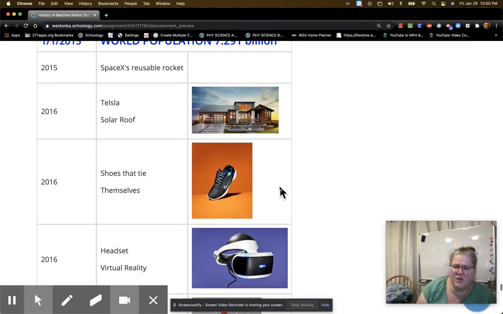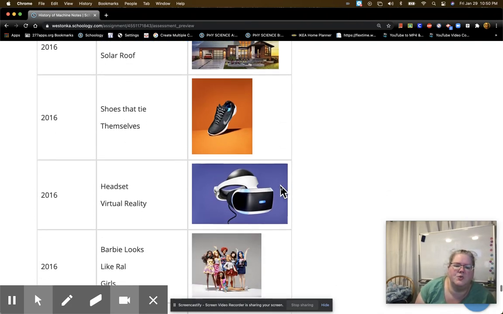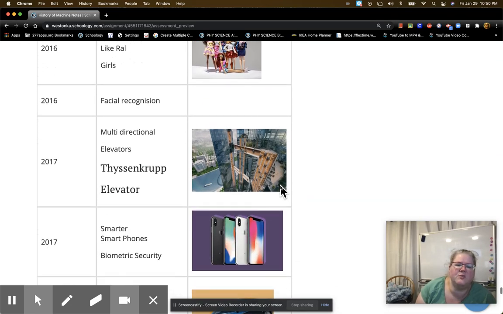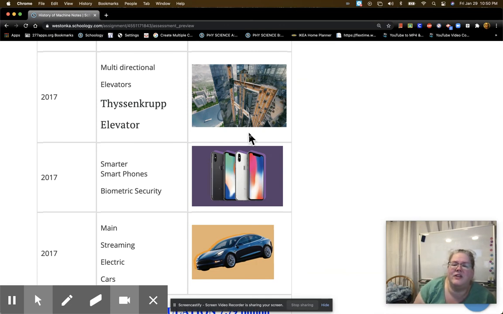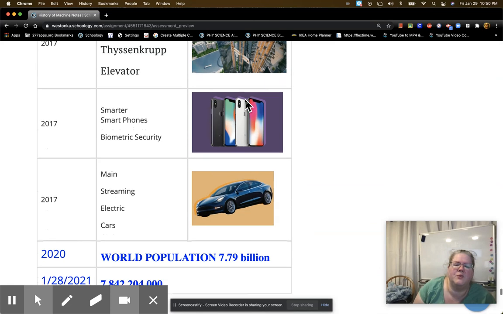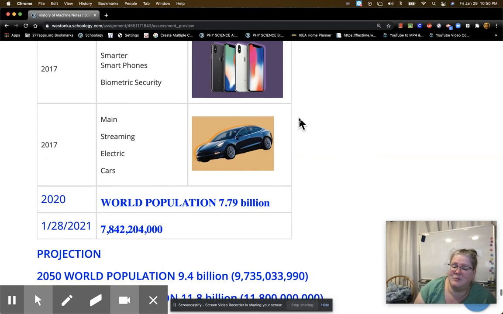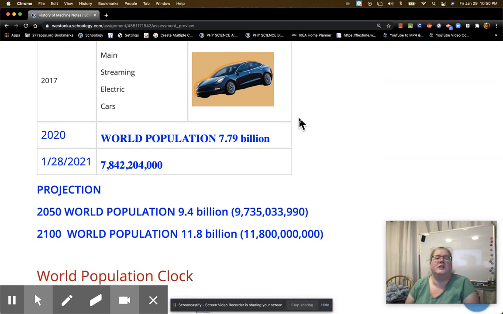Tesla creates solar roofs. Self-tying shoes, the headset for virtual reality, Barbies that look like real girls, facial recognition, multi-directional elevators. People, you can go up, you can go over, you can go down, you can go across, and you can go way up there. Multi-directional, wow. Smartphones got smarter. Mainstream of electric cars. I have a hybrid. It's becoming common. More than likely, by the time you're my age, you will probably not have a lot of gas combustion engines anymore. In 2020, the world population was 7.79 billion.